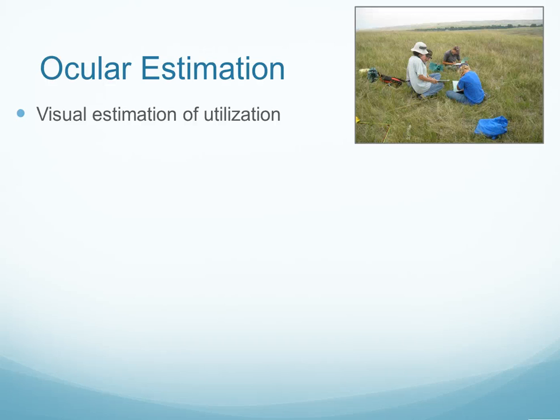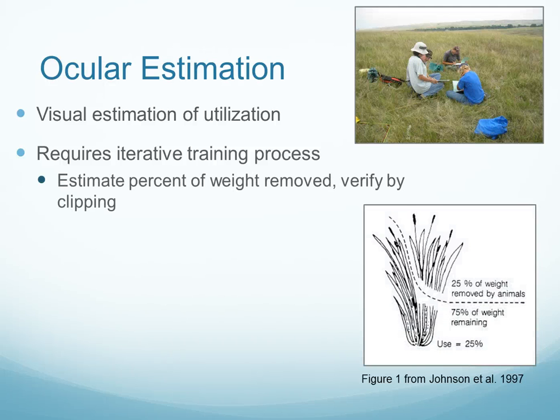Another estimation method is ocular estimation, and this is a visual estimation of utilization. It's quite similar to the estimation methods that we use to determine production, except we're trying to estimate something that has been removed. It requires an iterative training process in which we estimate the percent of the weight that has been removed, and then we have to verify this by clipping in on a plant that has not been grazed.